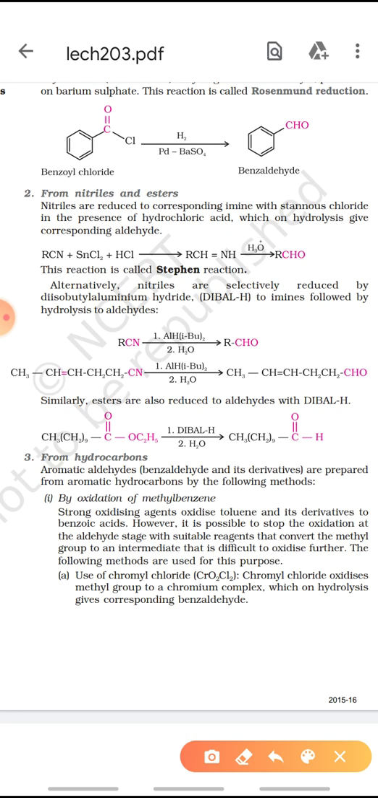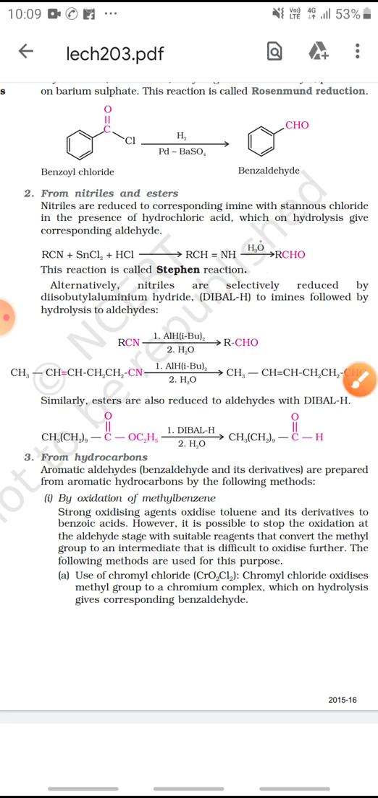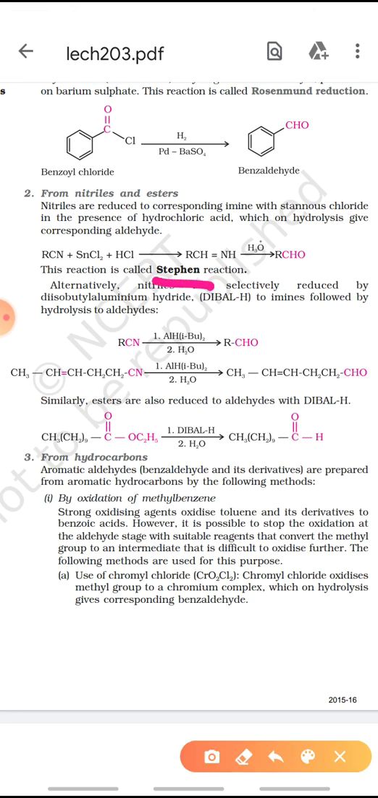Now children, you have to remember, the nitriles are reduced to imines in presence of stannous chloride and HCl. They result in the formation of imine, which on reacting with hydronium ion results in the formation of aldehyde, and this reaction is known as Stephen's reaction. It is also a very important name reaction.